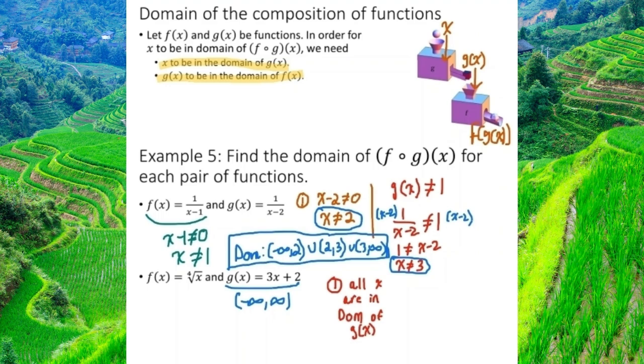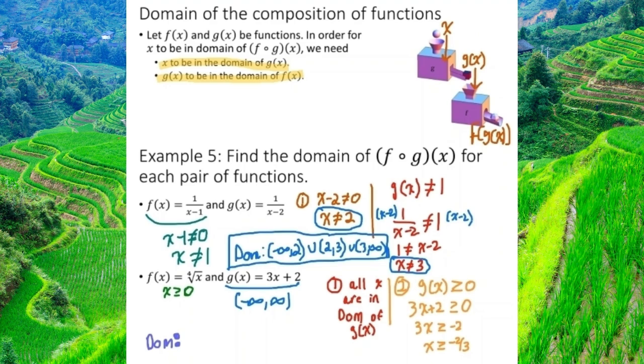Condition 2, g of x has to be in the domain of f of x. If we take a look at f of x here, f of x has a fourth root. The only numbers we're not allowed to take the fourth root of are negative numbers. So the only way our fourth root of x can be defined is if x is greater than or equal to 0. So taking a look at condition 2, we want g of x to be in the domain of f of x, which means we need g of x to be greater than or equal to 0. g of x is 3x plus 2. And when we solve our inequality, we get that x is greater than or equal to 2/3. So from our work, what is the domain of our composition? Well, anything can pass through g of x.